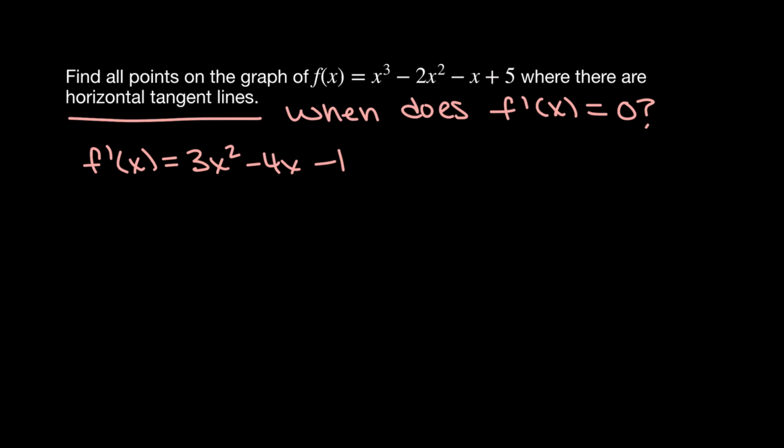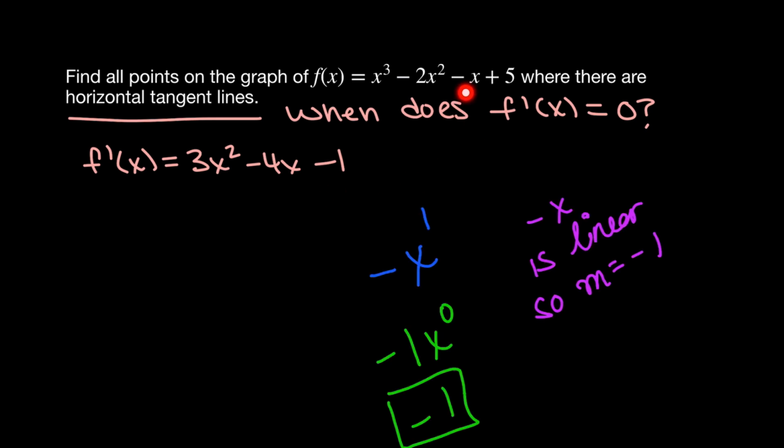So the first thing I'm going to do here is find my derivative. The derivative of x to the third is 3x squared. The derivative of minus 2x squared, I brought down the 2, I got minus 4x. The derivative of negative x is -1.